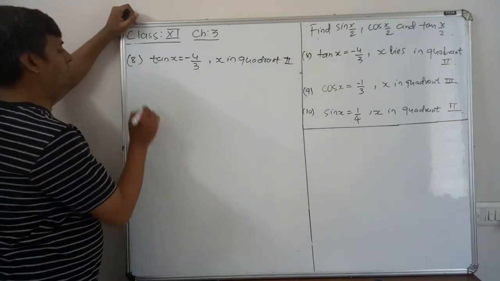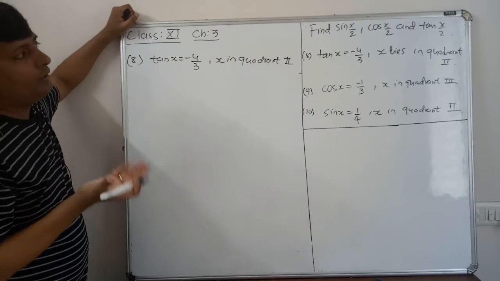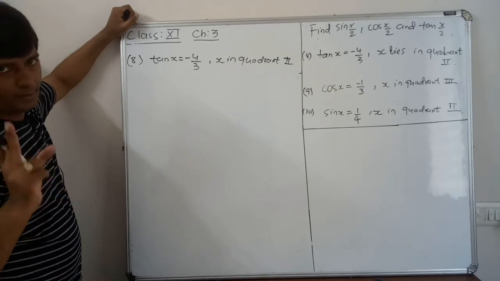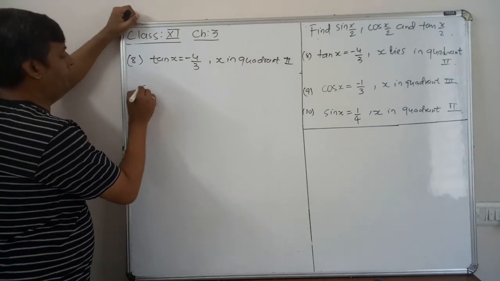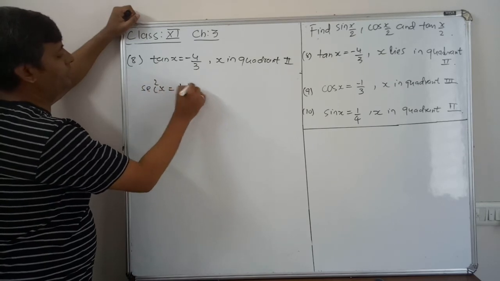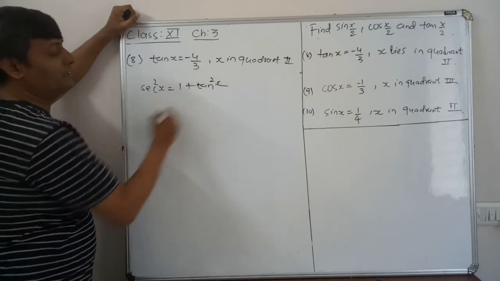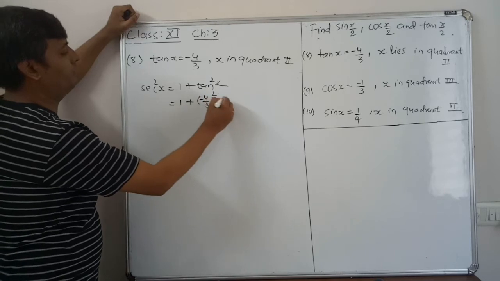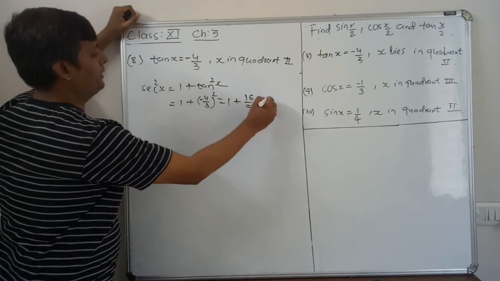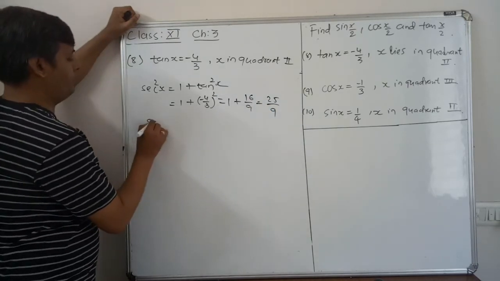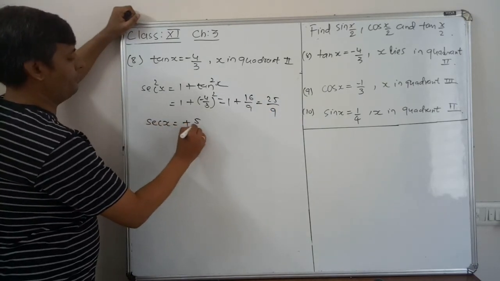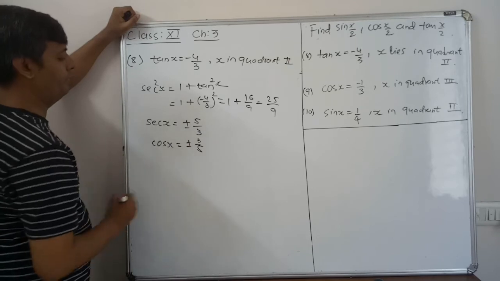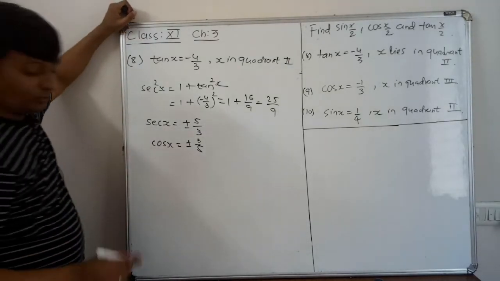Now, you know that all the equations convert into the cos x by 2 or cos x, right? I need cos x, so we get this thing. Sec square x is equal to 1 plus tan square x. So 1 plus minus 4 by 3 whole square. So 1 plus 16 by 9 is equal to 25 by 9. So therefore sec x is equal to plus minus 5 by 3. So again cos x is equal to plus minus 3 by 5. So x lies in second quadrant, that is already given.